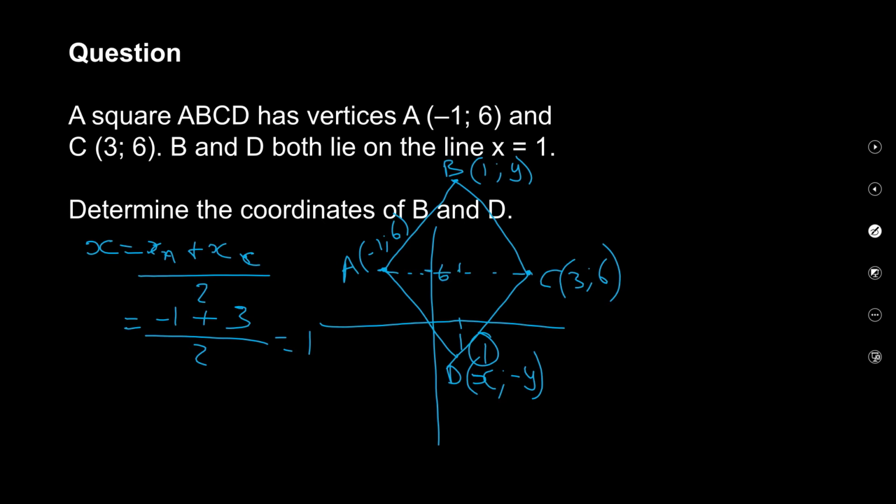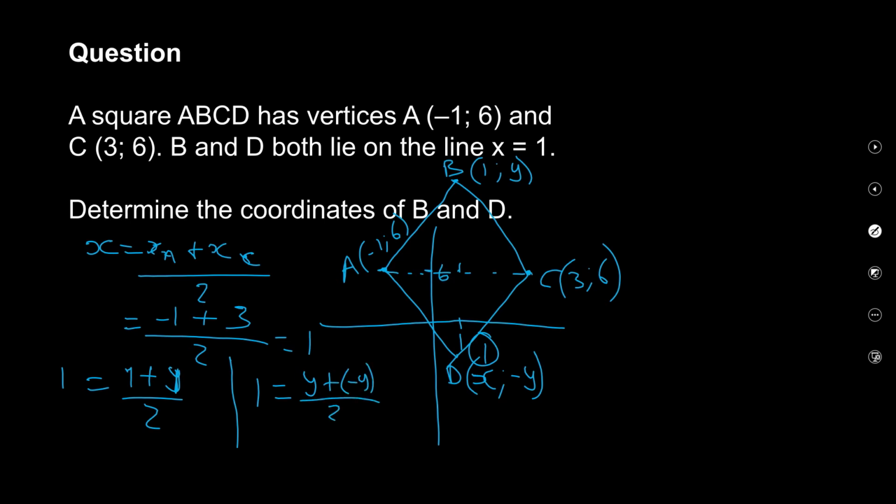So we're going to use 1 equals the x at B, which is 1, plus the x at D, 1, so 1 plus 1, divided by 2, which there's nothing we can really say about that. And then we will say this one here will be 6 equals the y value, rather, will be y plus a negative y, do you see? All of this divided by 2.